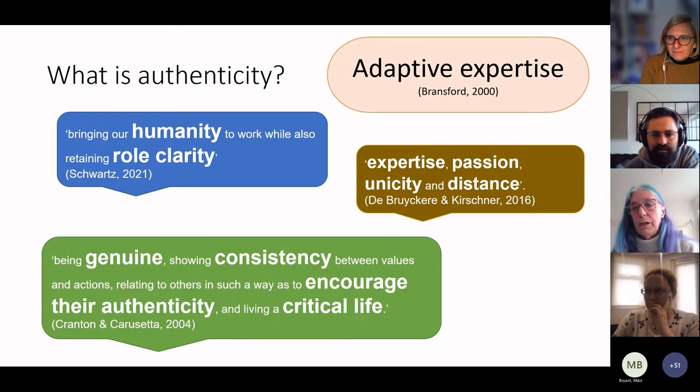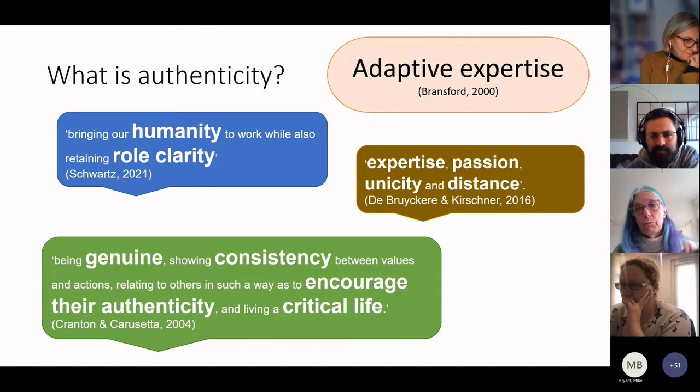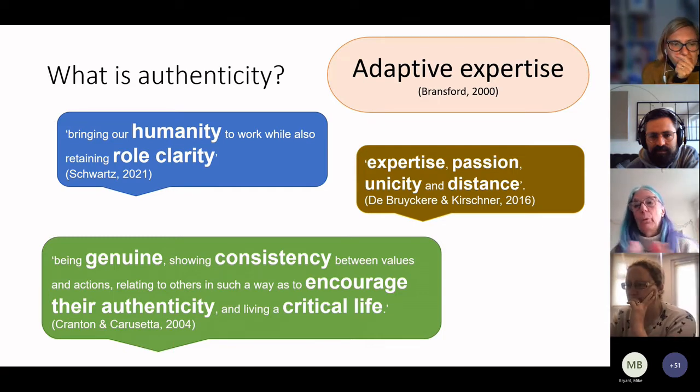Then the next one, by Bruyckere and Kirschner, they identify 4 essential components for teaching authenticity. One is expertise, one is passion, and I think we've heard a lot about passion, and I'm definitely in support of that, letting our students see our real passion for what we're doing. Unicity, by which they mean that the person in the teaching role is not just working procedurally, following a script, following a set of steps, but they're responding to what the students are doing. So you're not confined by the curriculum, but you're able to adapt.